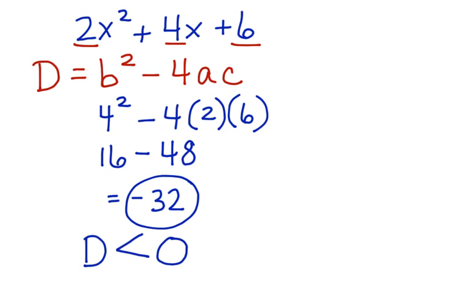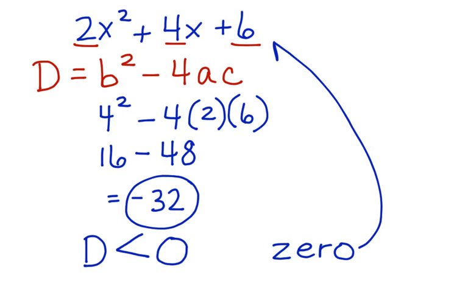When d is less than 0, we know that there are 0 solutions to this equation, which means that when we graph it, it's not going to intercept the x-axis at all. Using the discriminant can help us to determine the number of solutions for any quadratic equation.